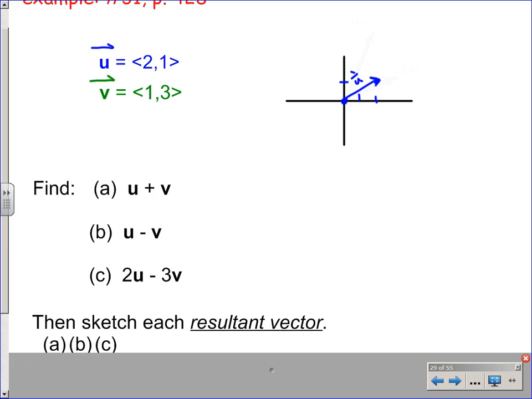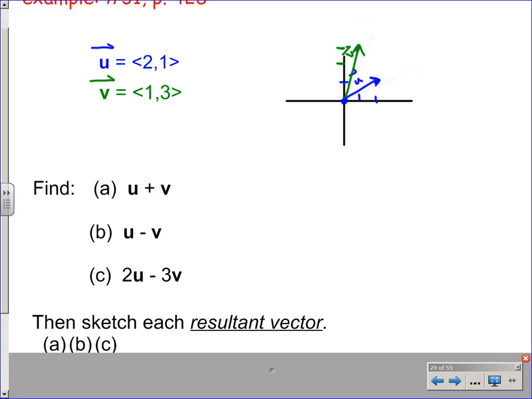Where's vector v? How do I get there? Oh, we could go up 3. I think I'd rather go right 1 first. Is that okay? And then up 1, 2. We good? Are they flowing together yet? Nope. Okay, there's our vector v. We have up 1, over 1, up 3, and we have over 2, up 1.